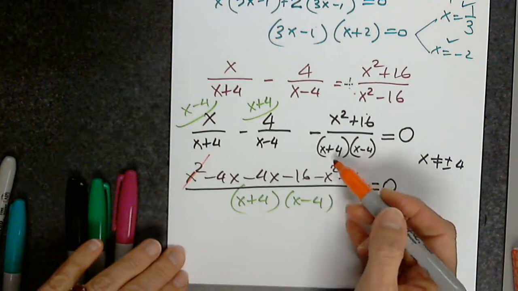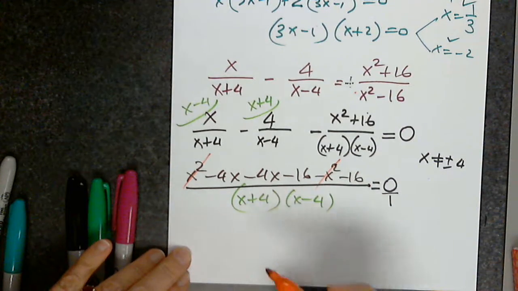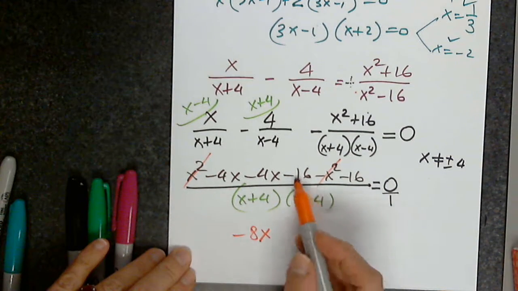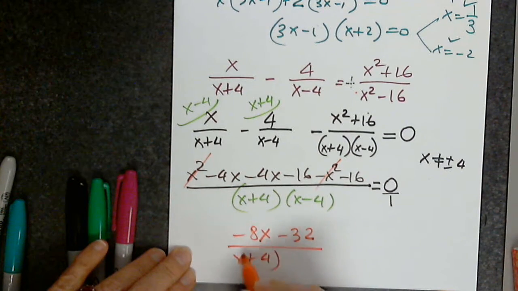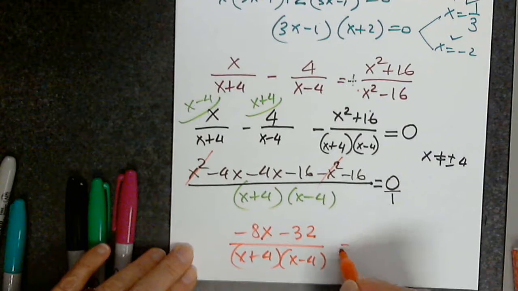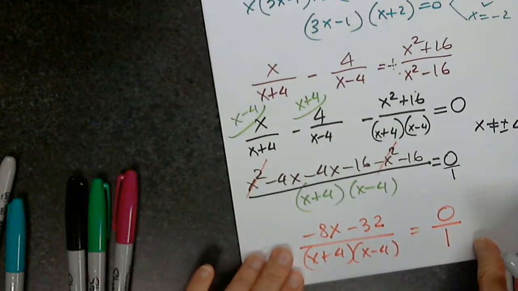The x squared with negative x squared will go away. I have a negative 4x with a negative 4x, which is negative 8x, and a negative 32 over x plus 4 times x minus 4 equals 0 over 1. This is even easier than a proportion because there is a 0 in there. But it is a proportion still.